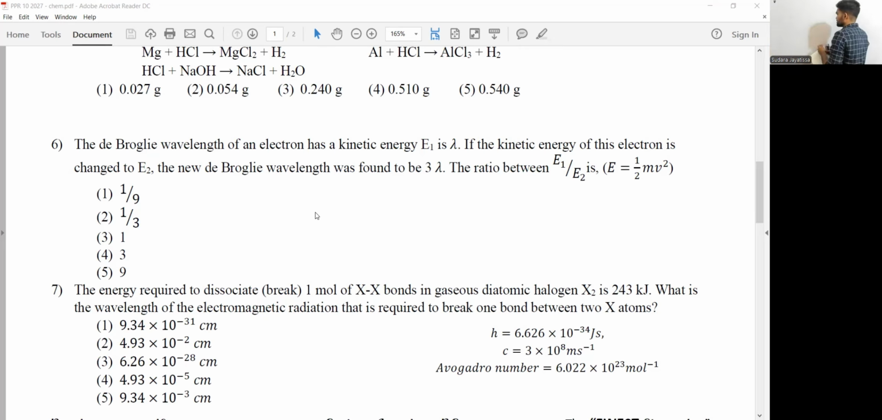Okay. So question number 6: the de Broglie wavelength associated with an electron of kinetic energy E1 is lambda. Then the kinetic energy of this same electron is changed to E2, and then its wavelength is 3 lambda. They are asking us the ratio between their kinetic energies, E1 over E2. That's what they are asking. What is this value? Okay, let's try the question.